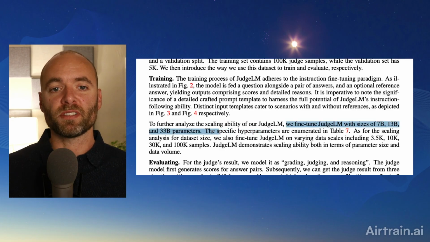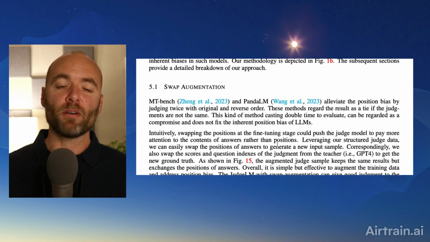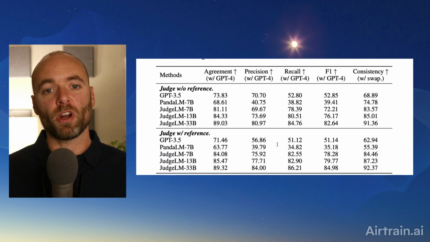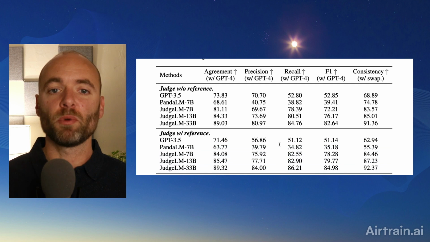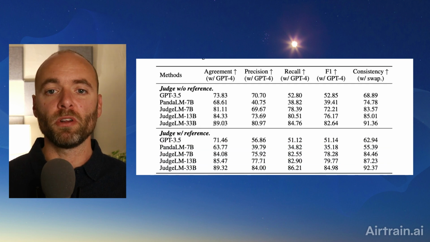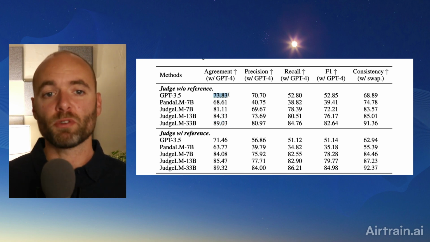Then they fine-tune a set of models from 7 billion to 33 billion parameters on this judgment dataset and test how the models agree with GPT-4 on the eval dataset, which is 5,000 examples. You can see the results in this table. You can see that the fine-tuned model, JudgeLM 33B, agrees with GPT-4 89% of the time, which beats GPT 3.5.